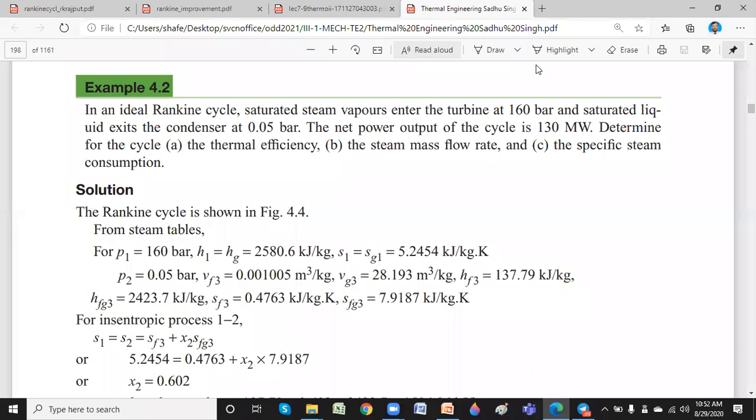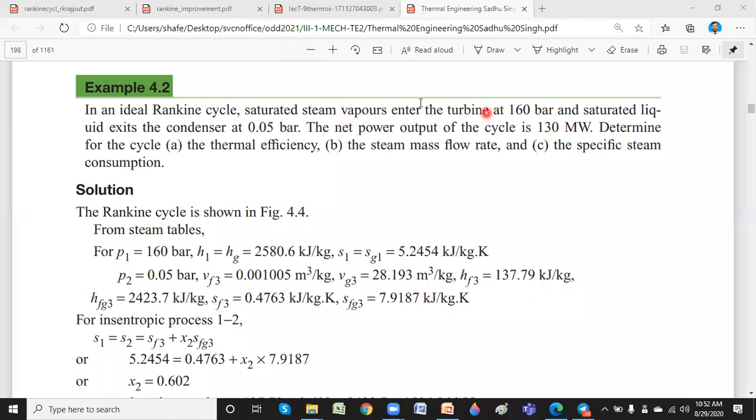Understand the problem first, because if you can't follow, then it becomes very difficult to go for the further problems. See, in an ideal Rankine cycle, saturated steam vapor enters the turbine at 160 bar, and saturated liquid exits the condenser at 0.05 bar. Now you tell me what are the two pressures here. Boiler pressure is 160 bar, and he said that it enters at 160 bar, but what is the condition? Saturated steam. So he has not given any superheated temperature.